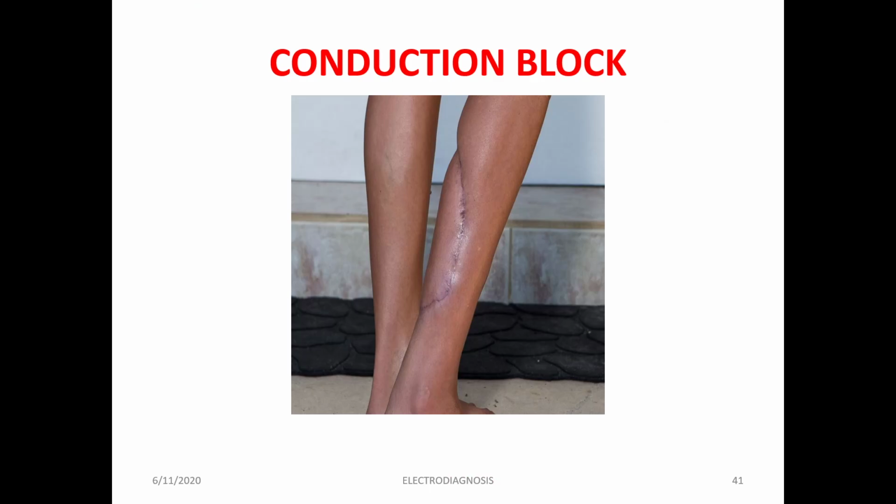That is the normal pathway. But when you stimulate proximally at the popliteal fossa, the impulse will have to travel through this block. Clear? So definitely it will take more time. Latency will be prolonged, and amplitude will also be reduced. Okay, let us look at a report.